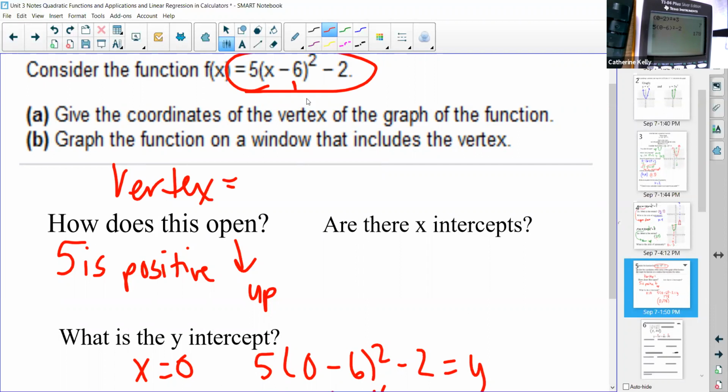So then it says, let's find the vertex. It equals h, k. Remember that the sign is supposed to be positive in the original. So the vertex is going to be a positive 6 and a negative 2.